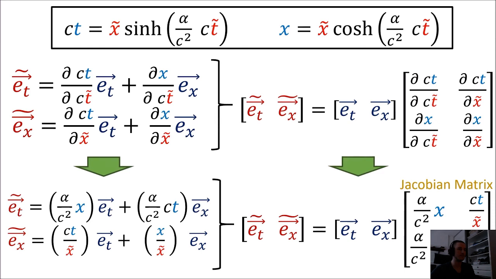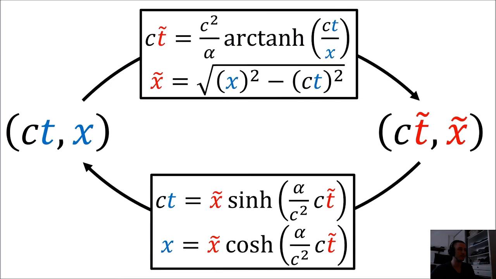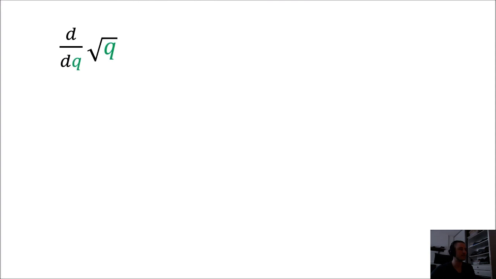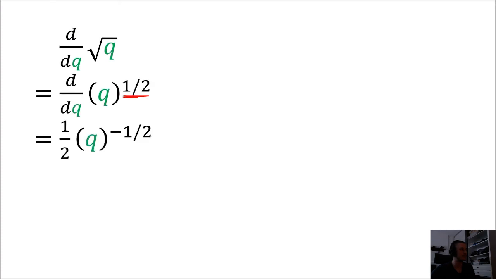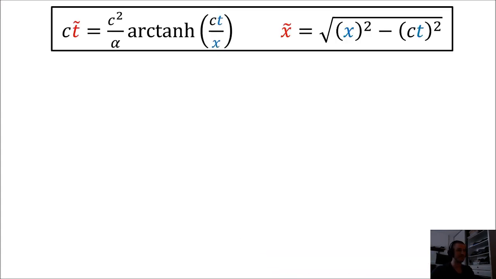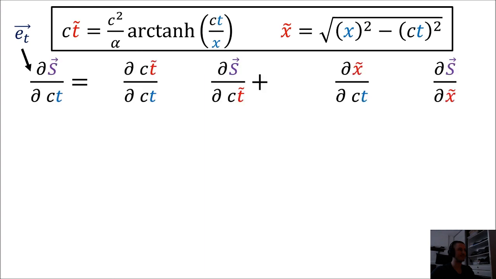We can also use this other pair of formulas derived in the last video, where ct tilde equals arctangent and x tilde equals the square root, to do the transformation of the basis vectors in the opposite direction. As a reminder, we can take the derivative of the square root of a variable q with respect to q by treating the square root as an exponent operation with a power of 1/2. We can then use the power rule to bring the 1/2 in front and decrease the exponent by 1 to get negative 1/2, which gives us a half times 1 over the square root of q. And the derivative of arctangent of q is 1 divided by 1 plus q squared, because the internet told me so. We can expand the standard coordinate time basis vector using chain rule.